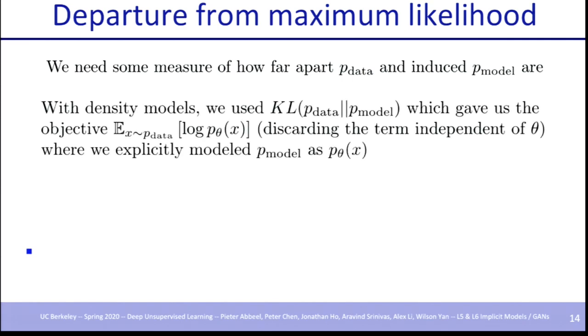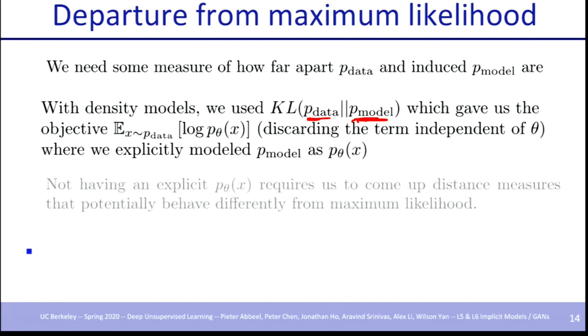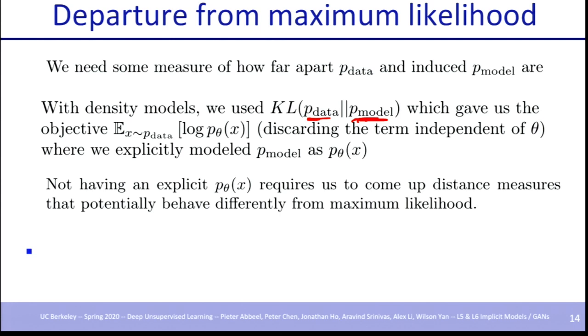With density models, we could just use the KL. Right? We had KL between the data and the model, and that was the same as maximum likelihood optimization, minimizing KL, maximizing the likelihood. And now we can't really do that because we will not have a P model in a parametric form. We will just have samples from the model. So we need to come up with a new distance measure.